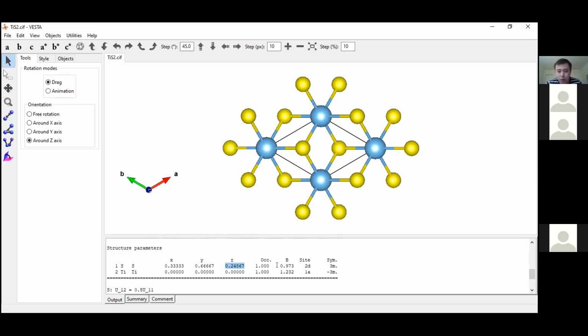And furthermore, we see this here, this stands for the occupancy. So they are fully occupied. That's why we have 1. And this stands for the B value. The B value is close to the concept of the Debye-Waller factor in EXAFS fitting. So if you happen to have done EXAFS fitting, you are familiar with the Debye-Waller factor, right? It's kind of an approximation of thermal vibration.